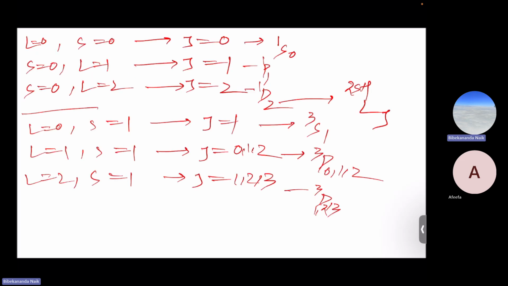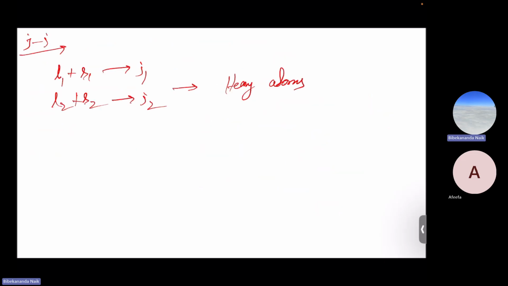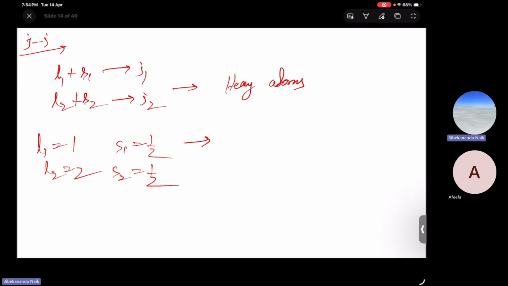So how do we represent this in the case of jj coupling? Take an example. Suppose L1 is 1, L2 is 2, S1 is 1/2, S2 is 1/2. So here J1 will be 1/2, 3/2, and J2 will be 3/2, 5/2.